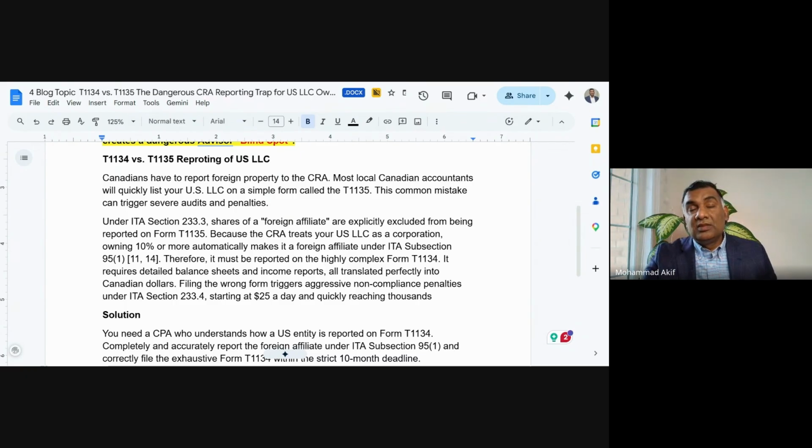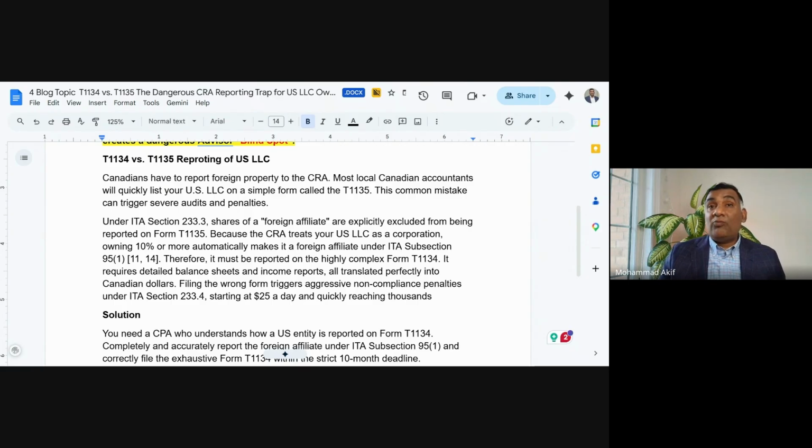And this is where the penalty comes in. For being late, CRA fines you $25 per day, which can go into the thousands. The solution is to find a competent cross-border accountant, or an accountant who knows US LLCs, to help you file the T1134 form.